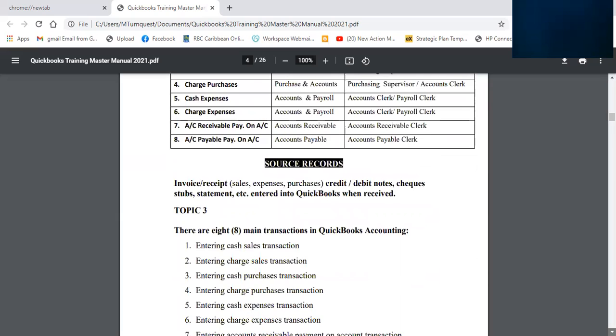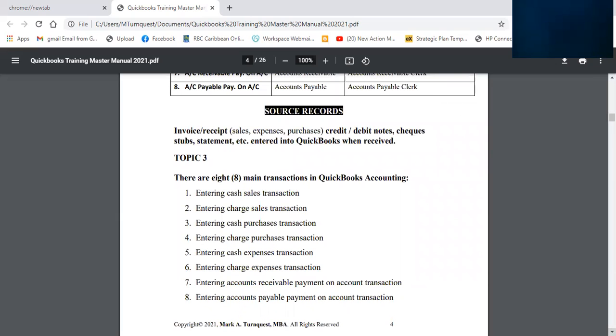Okay. Now the next topic is your source record. Please make a note of this: you should never enter anything in QuickBooks without a source record. Never. Source records, as you see on the screen, are invoices, credit and debit notes, checks, so that at least you have a backup of the original records.